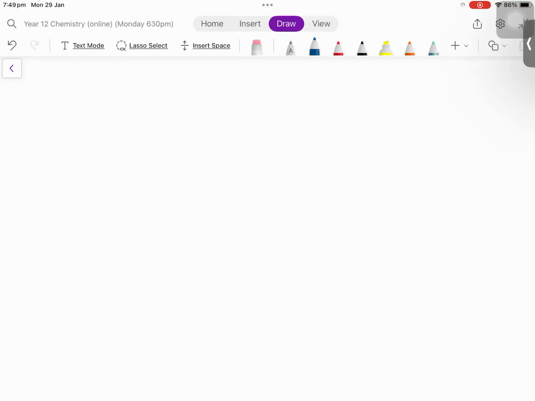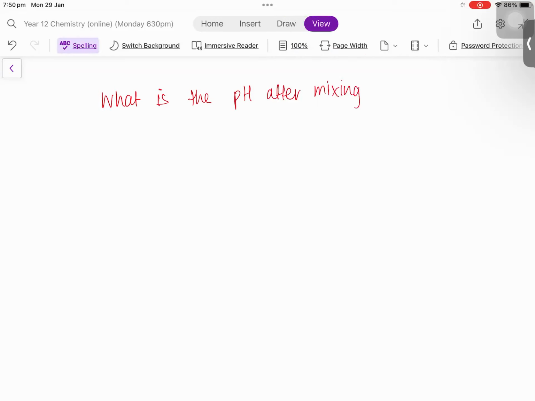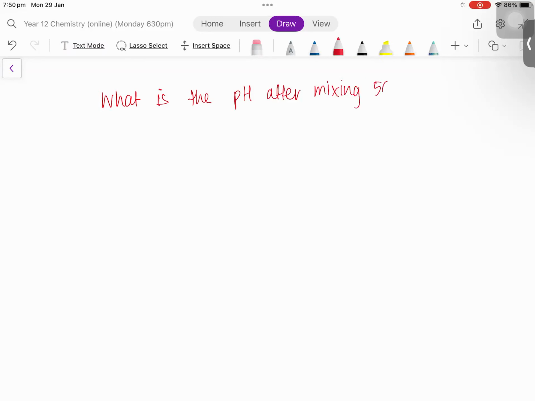Okay, so the question is this. We're moving on to your mixing acids and bases now. The scenario is the question wants you to find the pH. So let's write out the whole question. What is the pH after mixing? They normally say resultant solution, but I'm going to keep the wording simple because it's your first time seeing it. What is the pH after mixing 50 mils of 0.15 molar HCl and 25 mils of 0.35 molar NaOH?